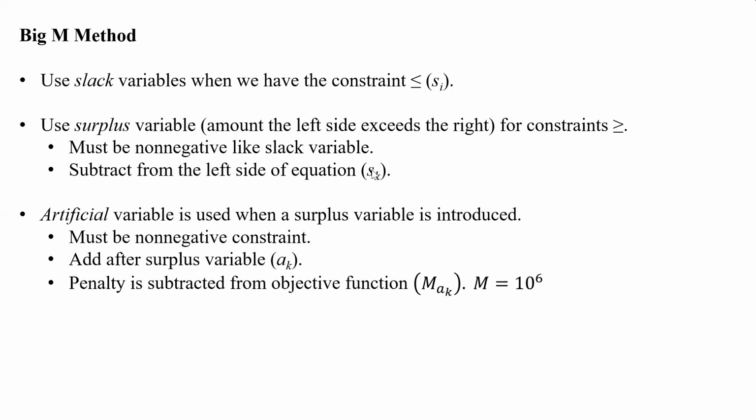And then there's also going to be something called an artificial variable, and that's going to be used when the surplus variable is introduced. It has to be a non-negative constraint. You add it after the surplus variable, and then a penalty is subtracted from the objective function. So we're going to have some M A_1, and M is going to be a huge number, like 10 to the 6th or something like that. Whenever you're thinking about this, M is always going to be a very large positive number. That's a key, because when you see M minus 7, you're going to think, oh, it's negative. No, if M is 10 to the 6th, then 10 to the 6th minus 7 is still a positive number. That's something you're going to have to think about when doing some of these problems.